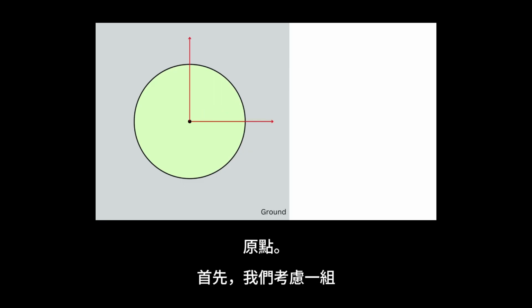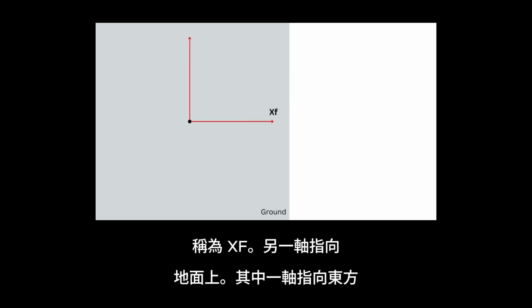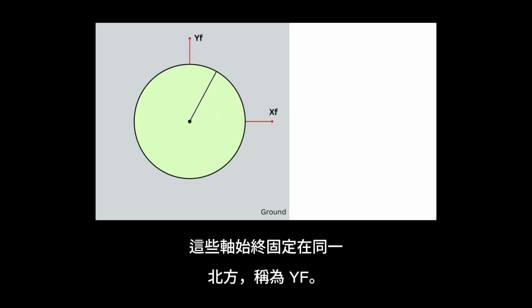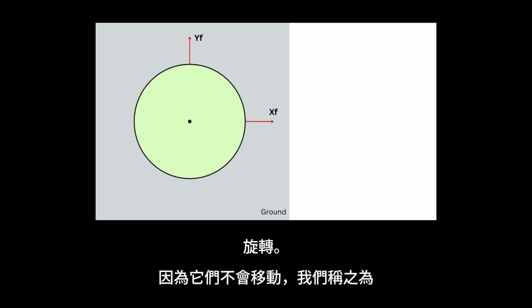First, we consider a set of axes that never move. These axes are painted on the ground. One axis points to the east and is called XF. The other axis points to the north and is called YF. These axes always stay fixed in the same direction no matter how the platform turns. Because they never move, we call them the fixed frame.